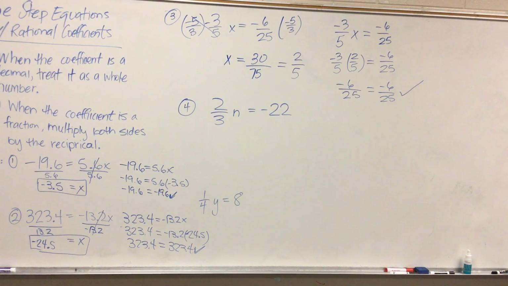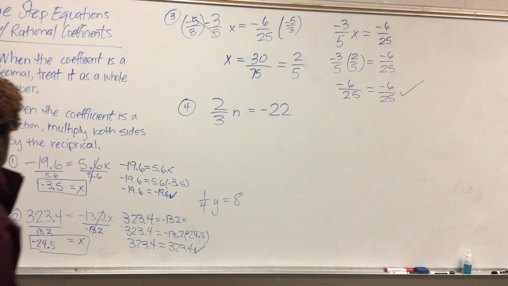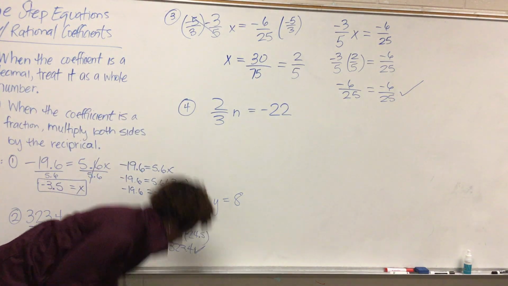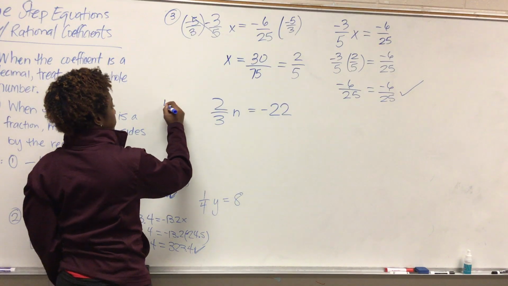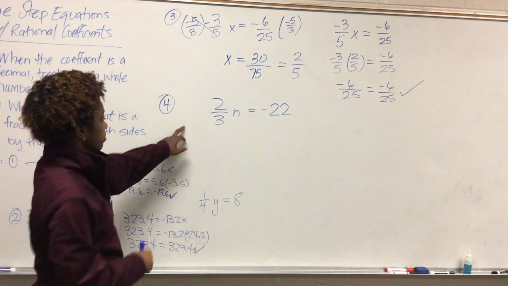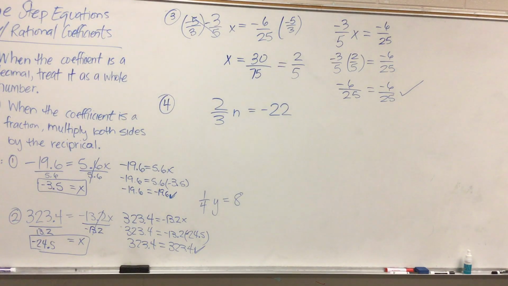Alright, so now, number 4. If you think you have it, you can pause it and try it. But I'm going to go ahead and do this one as well because I know number 3 was a bit much. But of course, you can always pause it and try it on your own first. So we have 2/3 n equals negative 22.